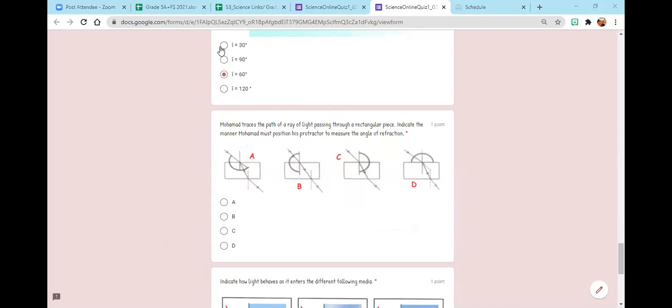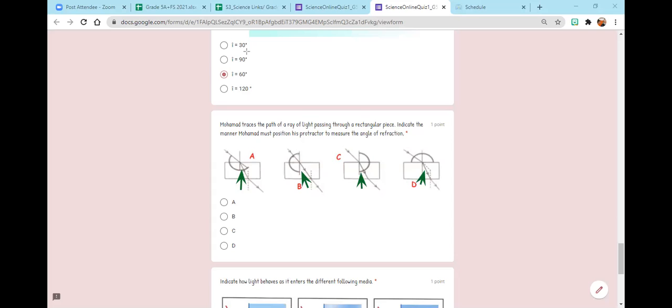Okay, great. Muhammad traces the path of a ray of light. He wants to measure the angle of refraction. So he needs to put the protractor on the normal to measure it. Okay? So which one is correct? It's B. It's C. He wants to measure this one. It's C. This one.